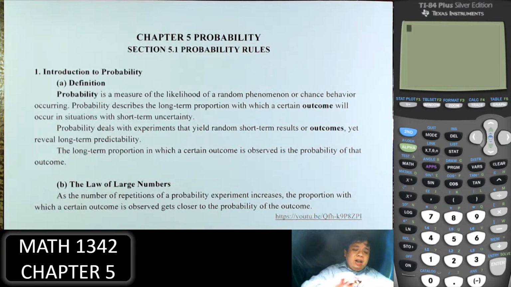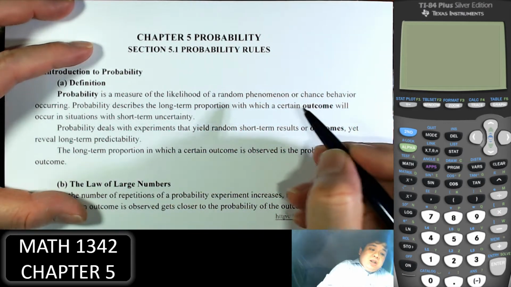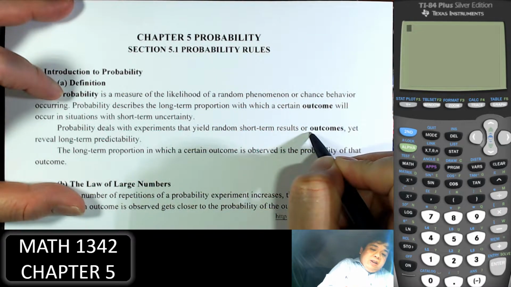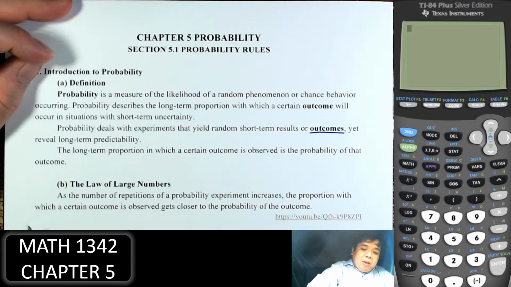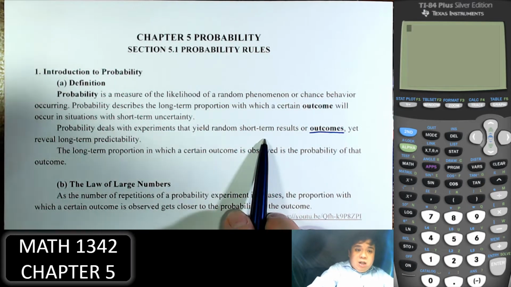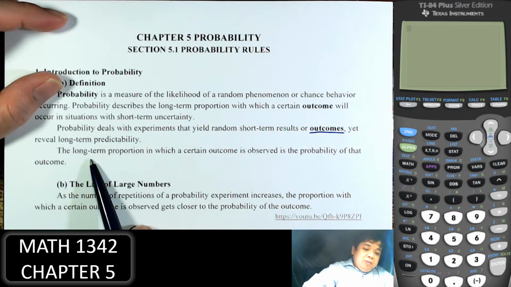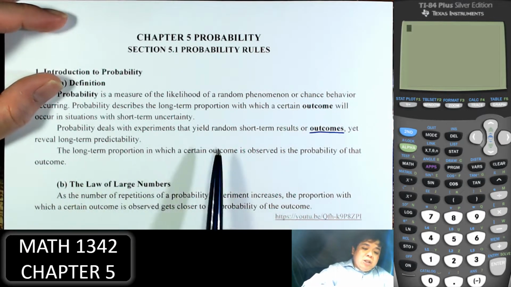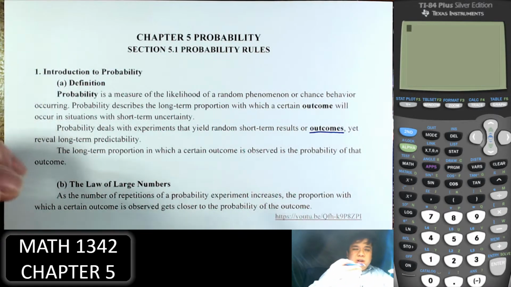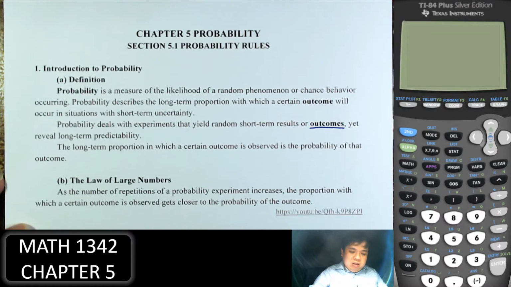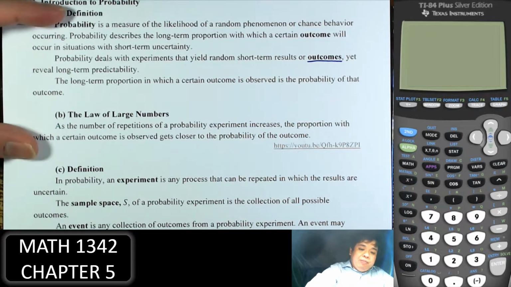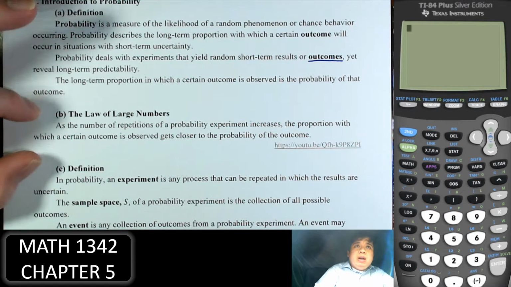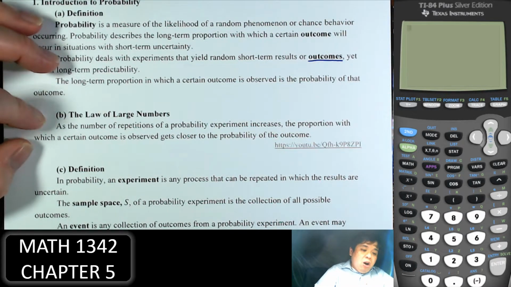We have the definition of probability, and now we talk about outcomes, which is a result of some certain things. The long-term proportion in which a certain outcome is observed is the probability of that outcome. So later on we'll define something more concrete than just the meaning of the word probability. Probability largely depends on the law of large numbers.